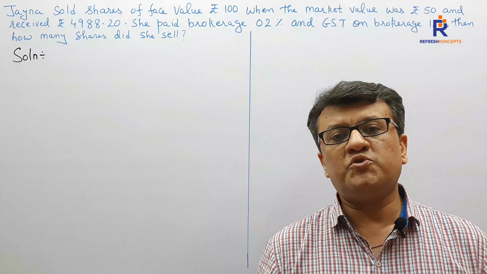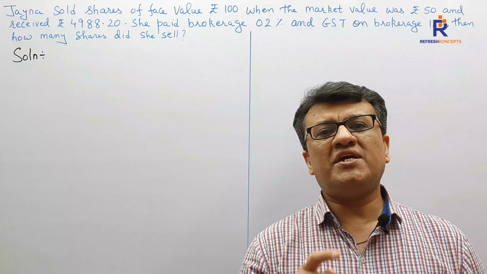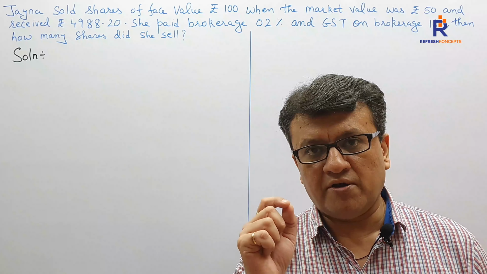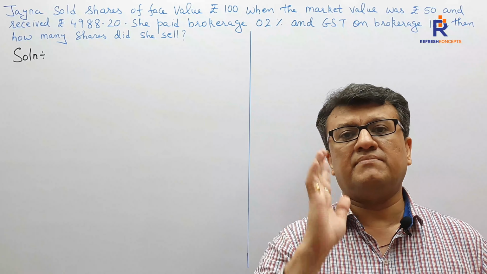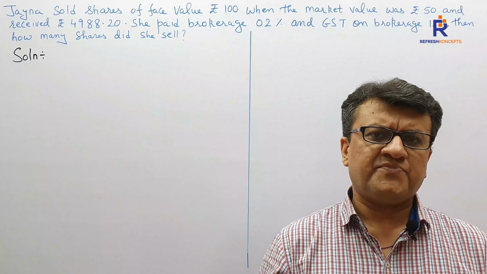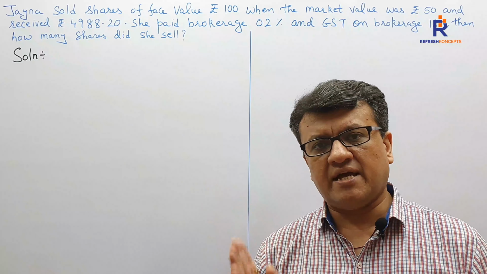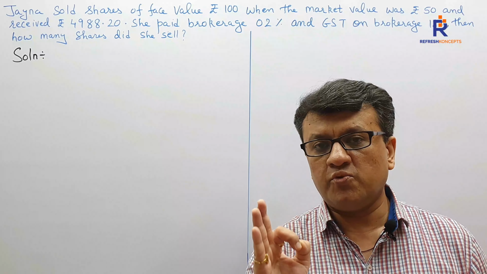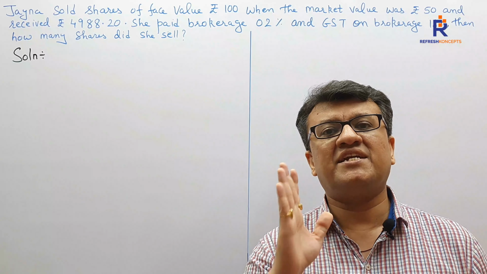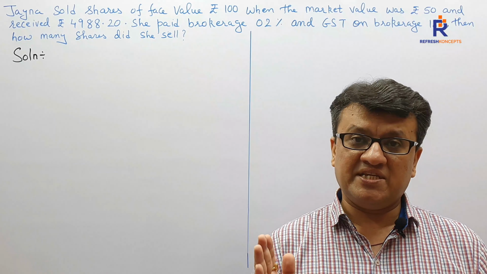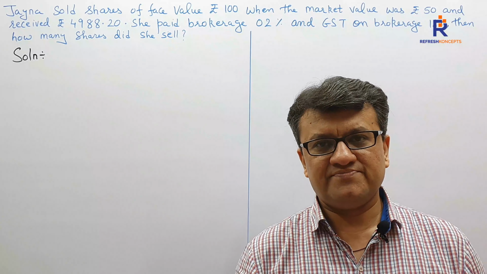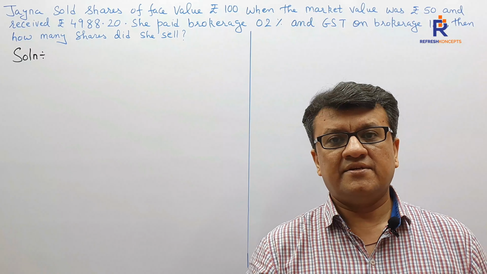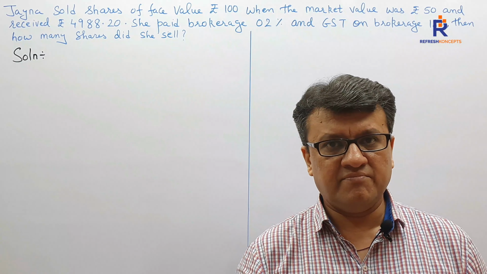Now we come to shares and dividend. In shares and dividend, brokerage is always calculated on market value. Keep this in mind. Wherever, in whichsoever sums you deal, you come across brokerage, brokerage is always calculated on market value. And GST is always calculated on brokerage. GST is always on brokerage. It's the service applied. Brokerage on market value. Keep this in mind.